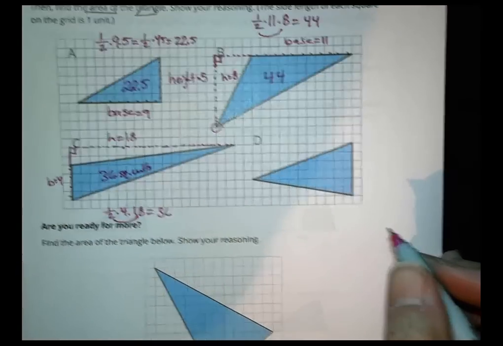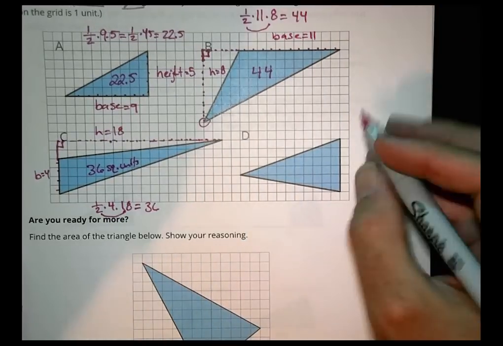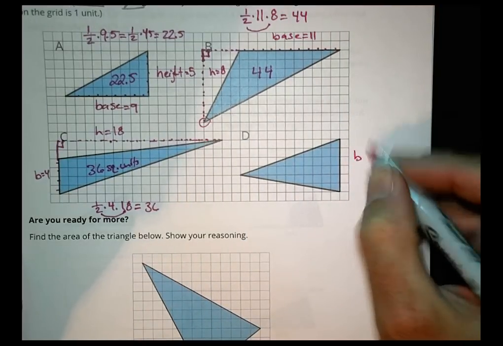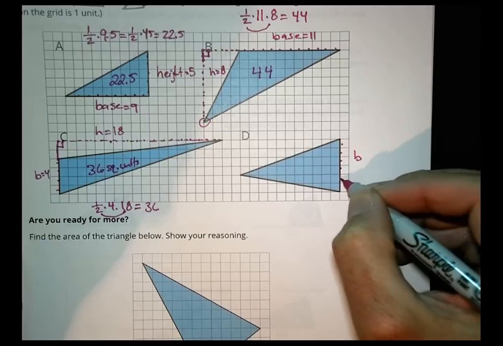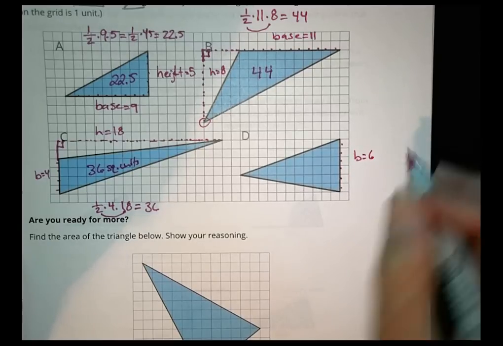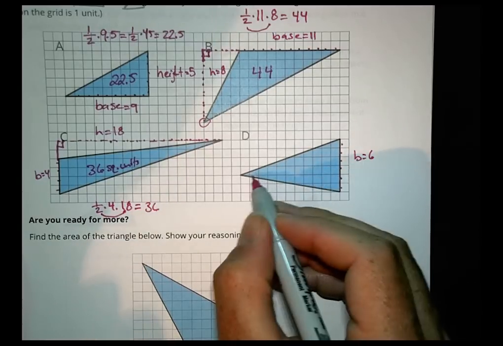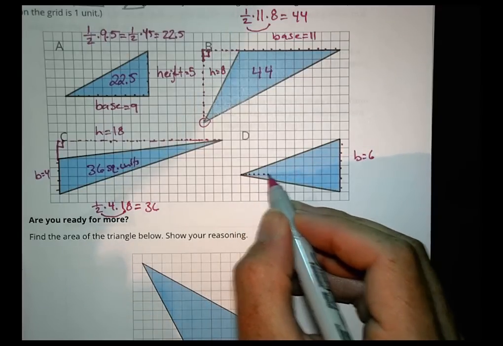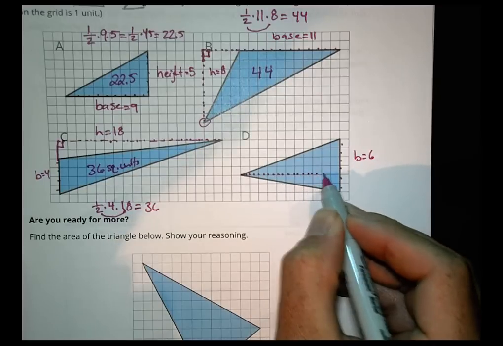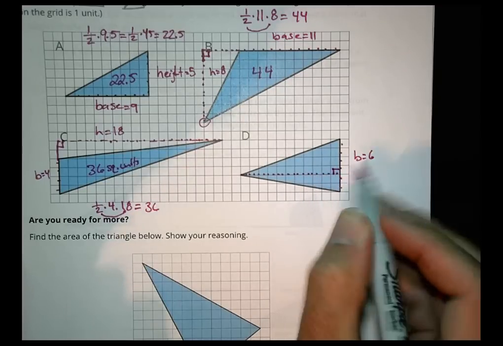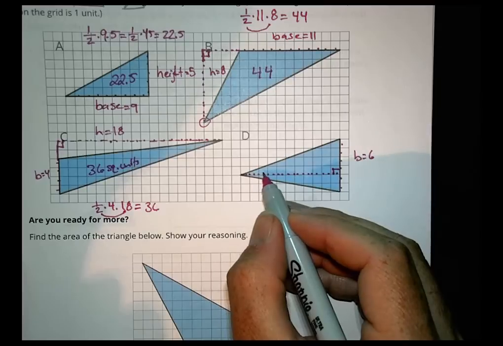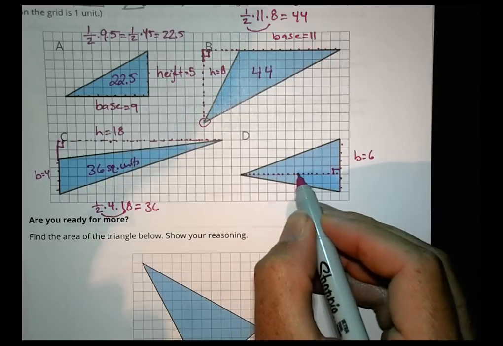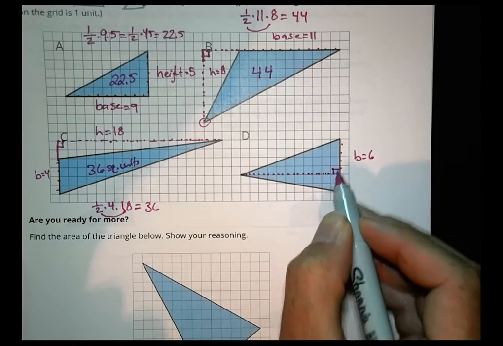And then for our last one here, we have a base handy here. 1, 2, 3, 4, 5, 6. Base equals 6. This grid line, fortunately, looks like it attaches to our vertex, which is really convenient for us. So we can call that our height. So it has a height of 1, 2, 3, 4, 5, 6, 7, 8, 9, 10, 11 is our height here.